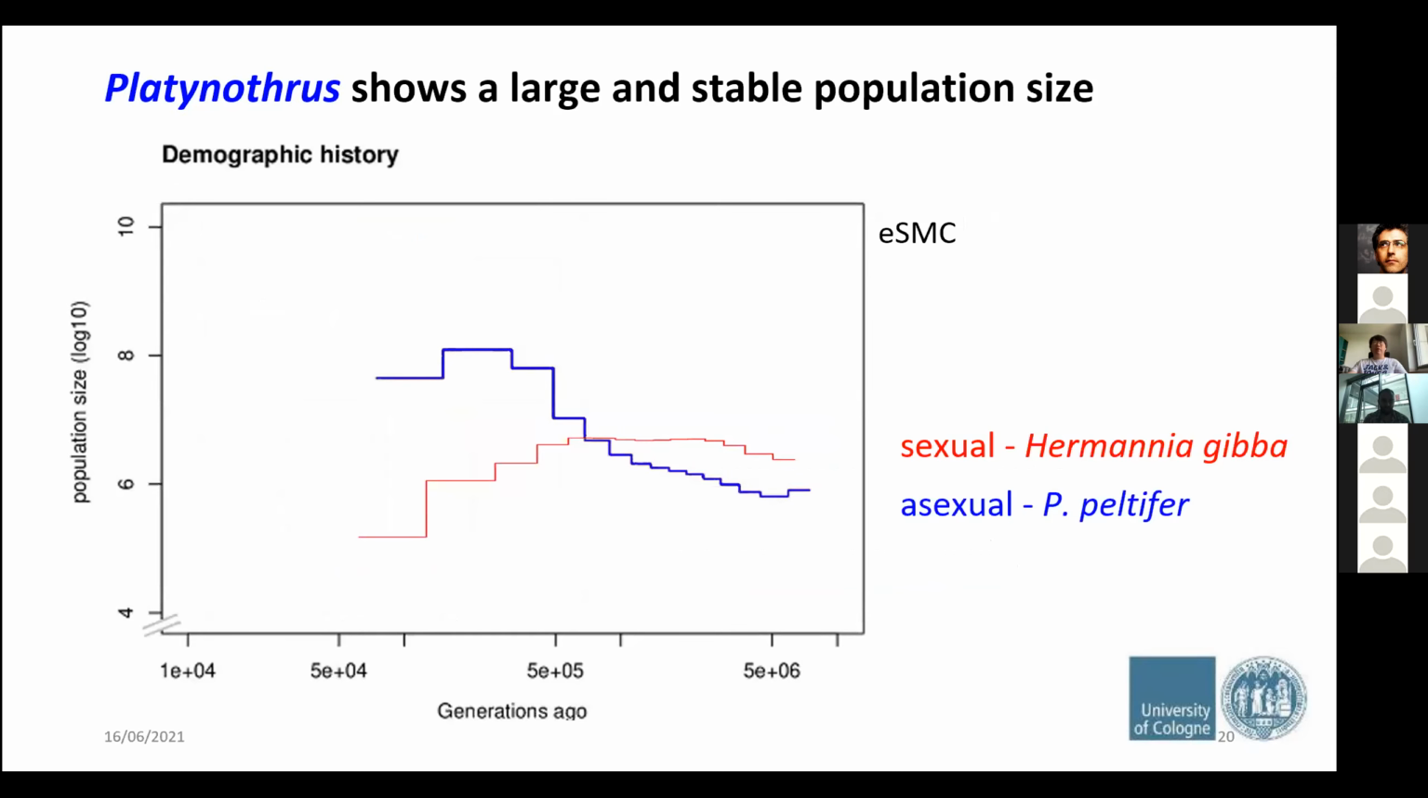The demographic analysis of Platynothrus shows they have a large and stable population size compared to their sexual relative called Hermannia. Here they are sexual. You can see our asexual Platynothrus have a larger population.